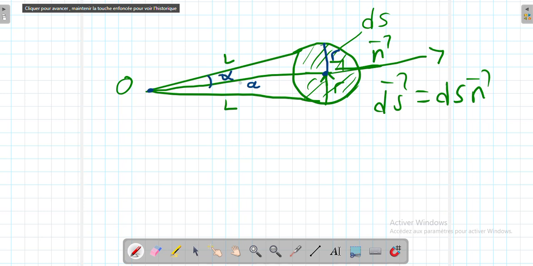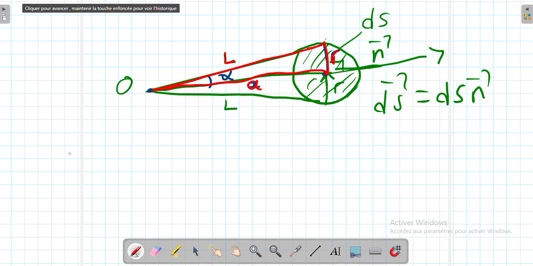This is how you parameterize your cone. From your cone you have this triangle with parameters L, this side A, and this side R, because from this point to this point, this is the radius. So this is how you parameterize it.